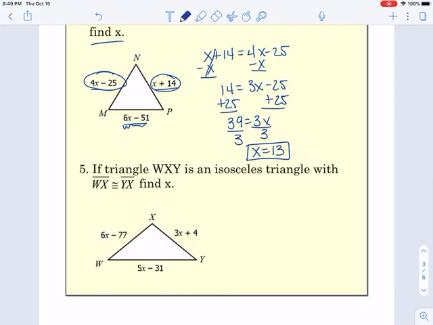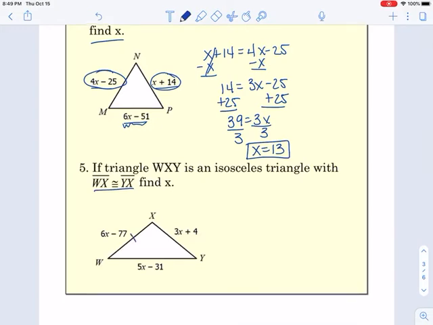Again, this time, unlike the problem that we just did, it does matter which 2 that you set equal to each other. An isosceles triangle only has 2 sides that are equal, not 3. And they're telling you right here which 2 sides are equal. So WX equals YX. I cannot use that 5x minus 31 in any way, shape, or form in this equation. It's only going to be the 3x plus 4 that's going to be equal to the 6x minus 77. So 3x plus 4 equals 6x minus 77.